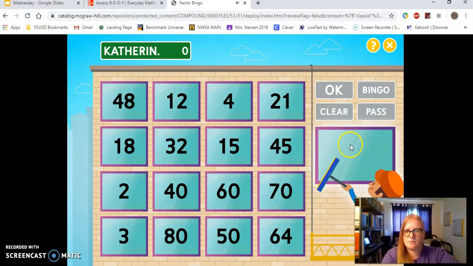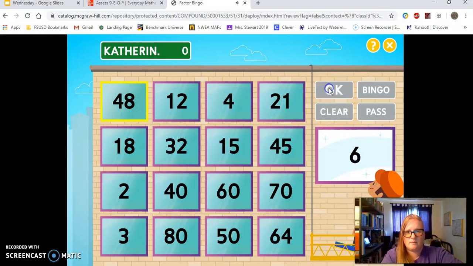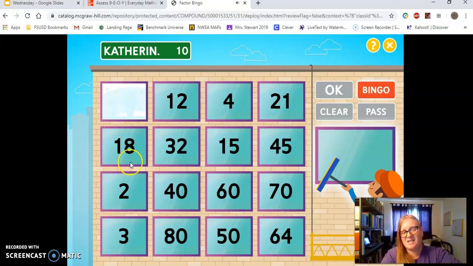Click here to get a number. And then you click on this window to get a number. Click a product on the board that has this number. So I'm going to click, because I know 6 times 8 is 48. And the more you have to clear 4 windows in a row or 8 total. 9. Ooh.